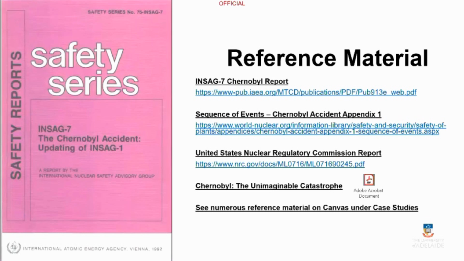The sequence of events in a very summarised document are also provided there in a hyperlink. There was another report done by the United States Nuclear Regulatory Commission. I've got a hyperlink there as well. And this is my little summary paper, which you double click on, it's a PDF of what I call Chernobyl, the unimaginable catastrophe. Famous words by Anatoly Dyatlov, who was the Deputy Chief Engineer on the evening of that incident.